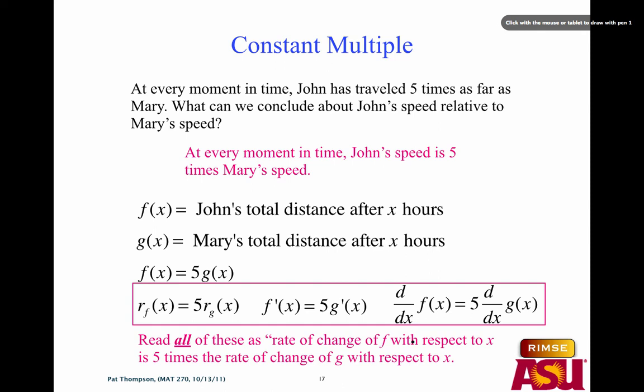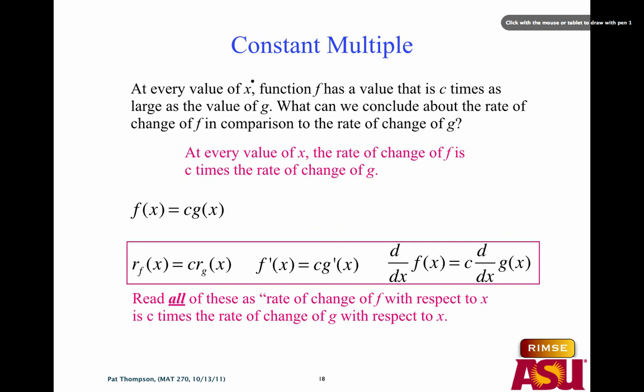Okay. So then we can generalize what we just talked about for any constant multiple. Let's say that for every value of x, the function f has a value that is c times as large as the value of g. Notice we're no longer just talking about speeds and distance anymore. Now I'm saying that the value of the function is c times as large as the value of some other function. And so you can draw the same conclusion about the rate of change, which is that at every value of x, the rate of change of f is c times the rate of change of g.